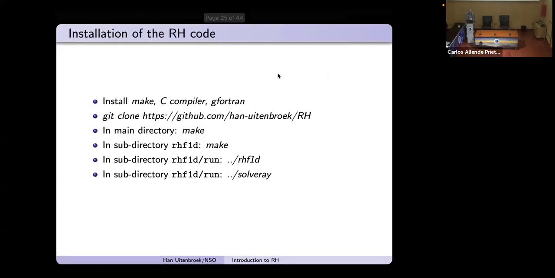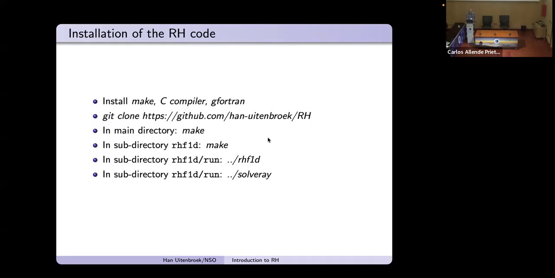Okay, so how to install and what do we need for installing it? You basically only need make, a C compiler, and a GFortran compiler. Then you can just download the code by git clone from this address. You go to the main directory where you downloaded the files, the RH directory. You type make, and then in each of the 4 subdirectories for the different geometries, you type make again.